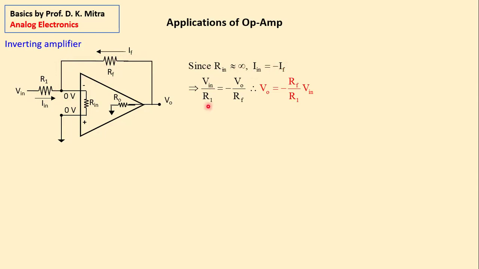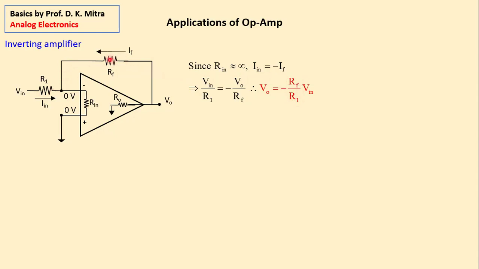Now what is In? If this is at 0 volt, In is Vin by R1. And if this is at 0 volt, then what is If? It is V0 by RF, and there is a negative sign. So what is VO? It is equal to minus RF by R1 Vin. So it is simple. There is a gain factor of RF by R1.